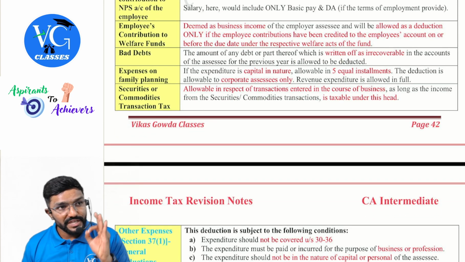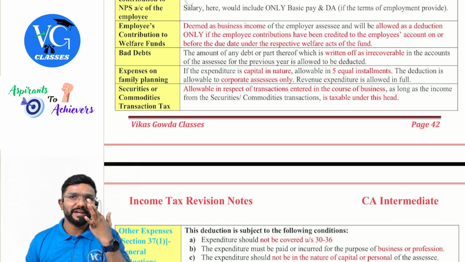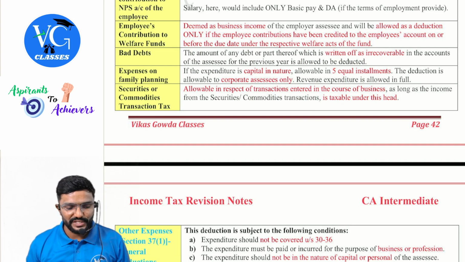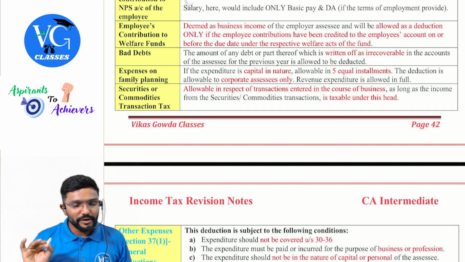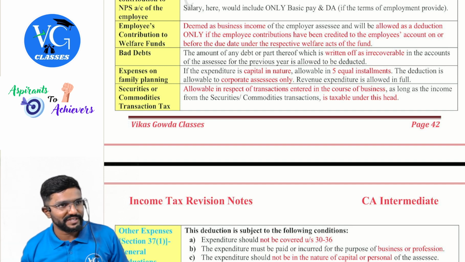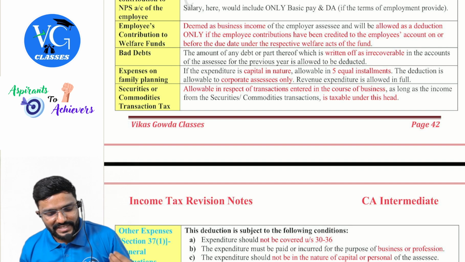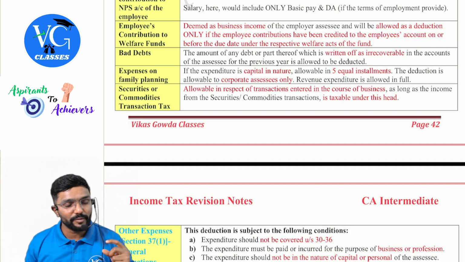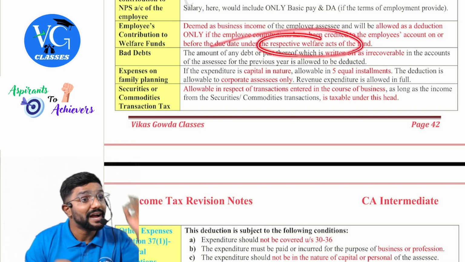Next, employees' contribution to welfare fund. Here one checkmate has been kept for the employer. See, how is it? Employees' contribution to welfare fund is deemed as business income of the employer first, and will be allowed as deduction only if the employee contribution has been credited to the employee's account on or before the due date of the respective act.